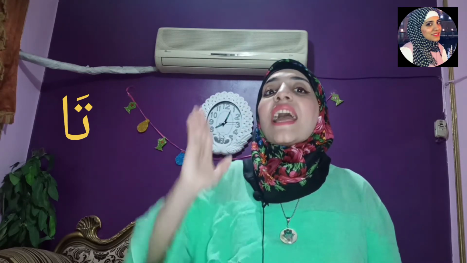Ta with short vowels: Ta Fatha, Ta. Ta Kasra, Ti. Ta Dhamma, Tu. And when the Ta comes with the long vowel Alif, it becomes Taa, opening your mouth with a long space. Ta with Alif, Taa. Ta with long vowel Ya, Tee. Ta with Waw, Too.